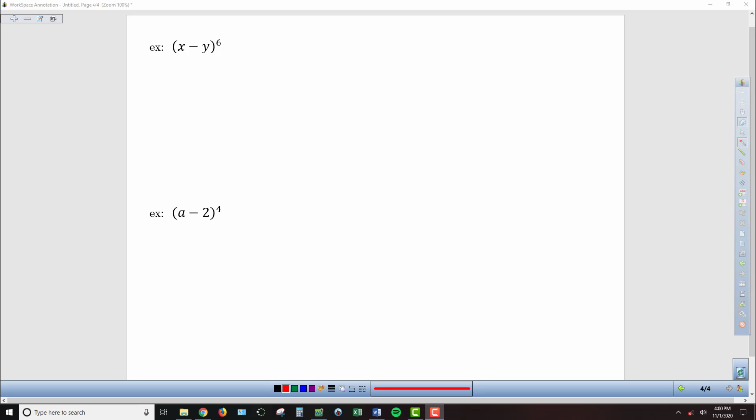In our last examples, we can see that the difference now is we have x minus y instead of x plus y inside the parentheses. And so perhaps the better way to think of this is that it's x plus negative y to the sixth power, which then means that in the first position in each term is going to be the x raised to the sixth power, then down to the fifth, then down to the fourth, and then the second position isn't going to be y to the 0th, first, second, third, but it's going to be negative y.